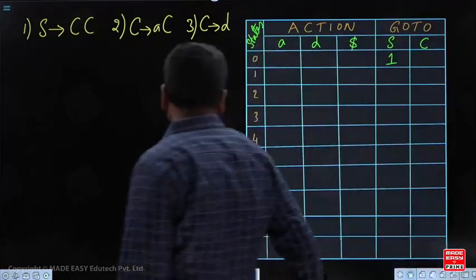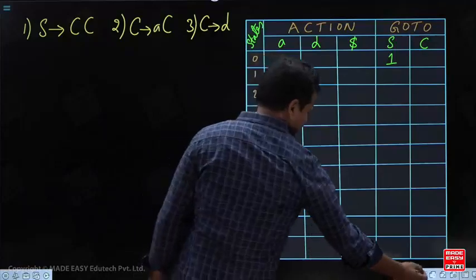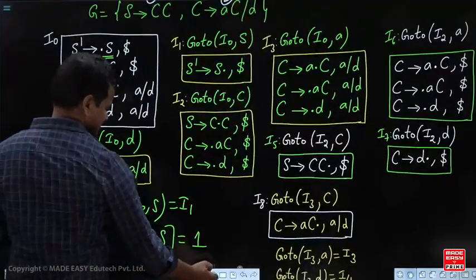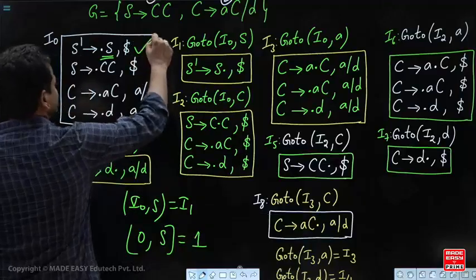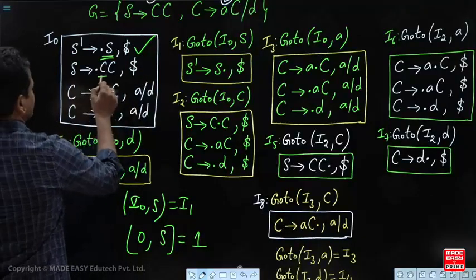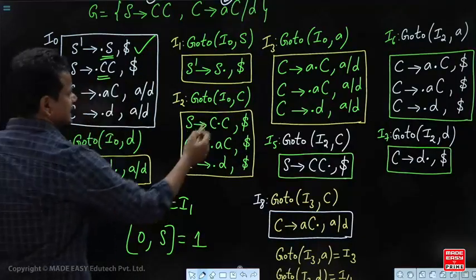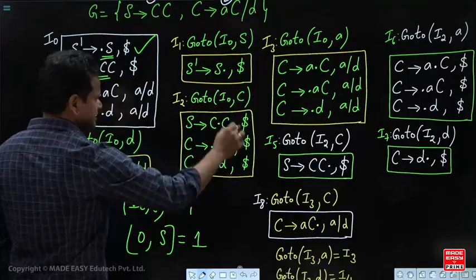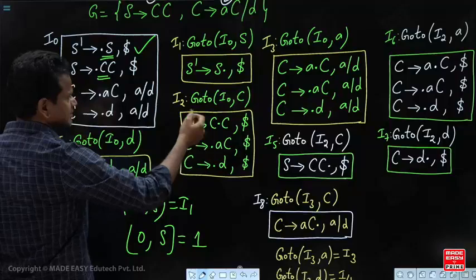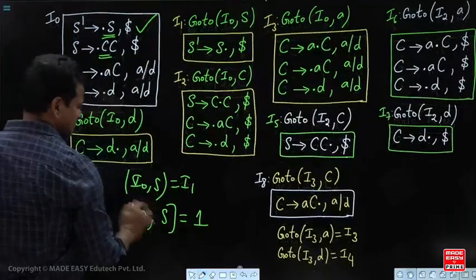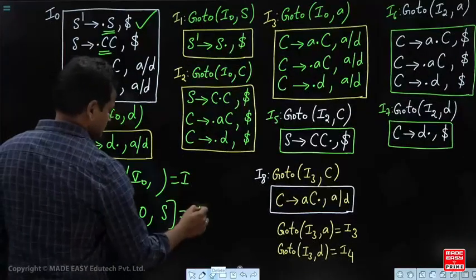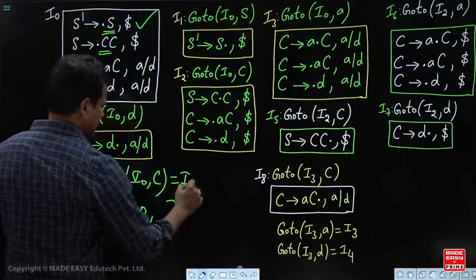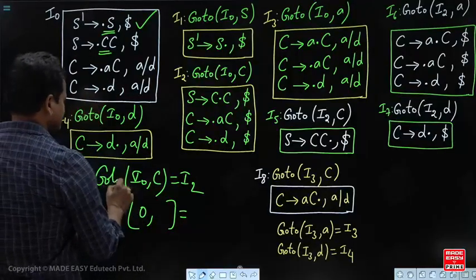Okay, now this is done. Now I0 comma C. It has gone to this state. What is the name of this state? 2. So goto of I0 comma C has gone to I2.